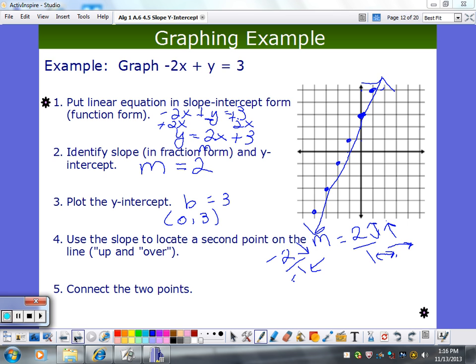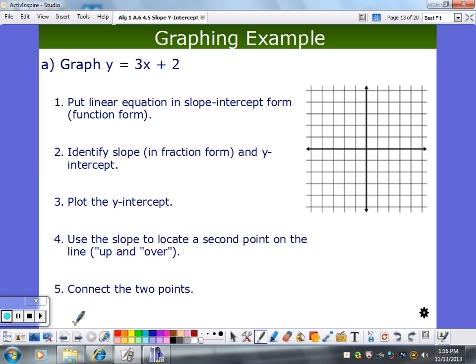So let's try another example here. So I've got y equals 3x plus 2. Well, my first step is put it in slope-intercept form.